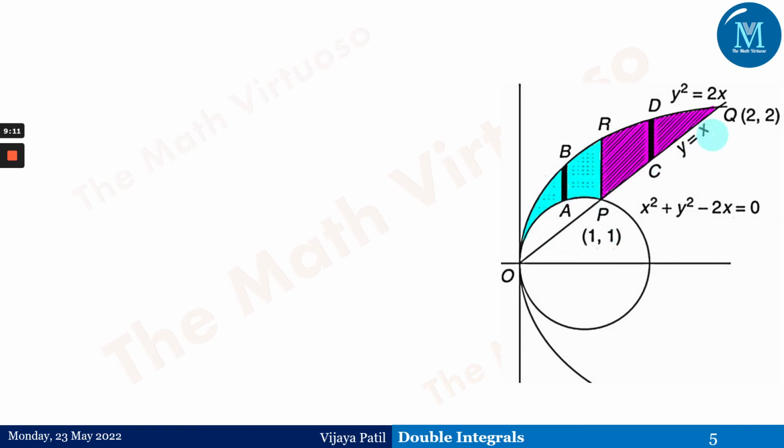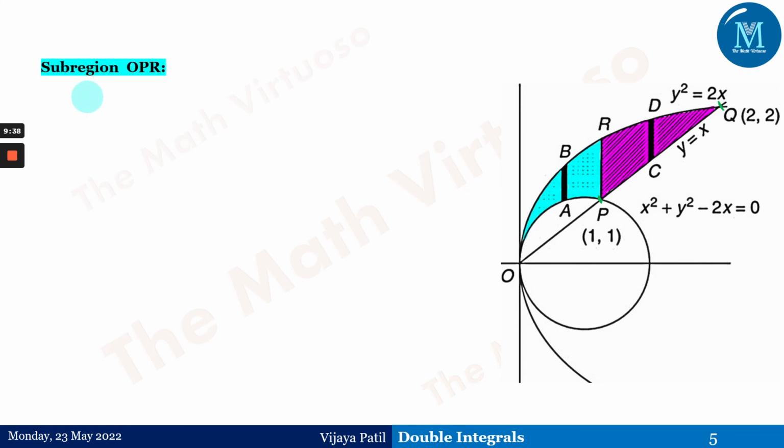If you observe here, this is the point where the parabola and the line y equals x are intersecting. So that is 2 comma 2. We are always getting two different points over here. 2 comma 2 is one of the points. Another point, for the circle and the parabola, would be this, which is 1 comma 1. Similarly, we have got the other point here. So this is the type of figure we are going to get.